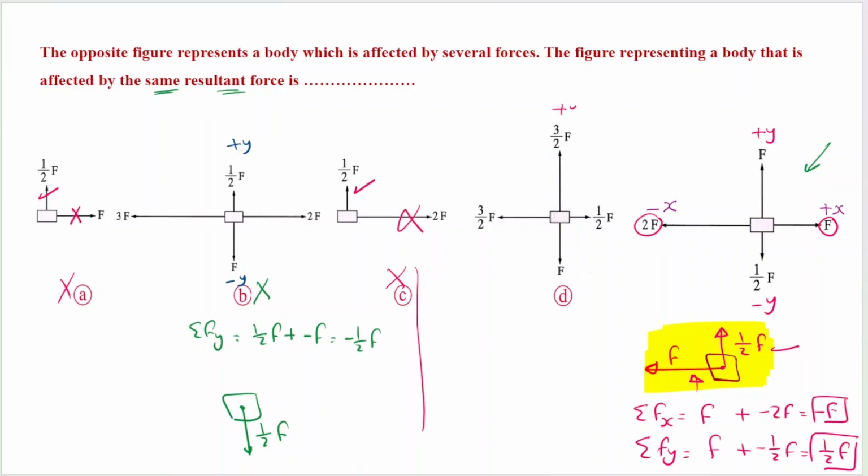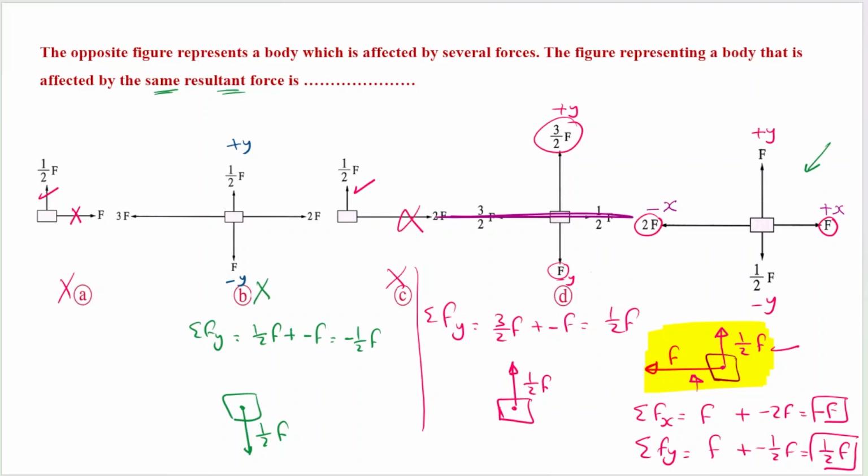So this is positive y. This is negative y. So the sum of all forces on the y-axis is equal to positive 3 over 2F plus this is negative F. So it will be half F. So we have an object which is affected by a force equal to half F upward.